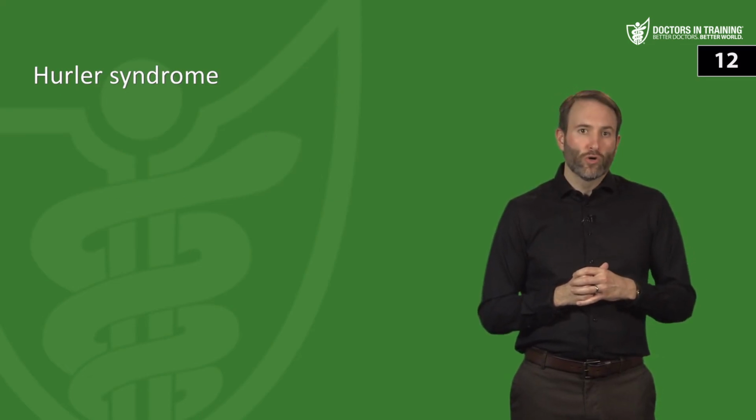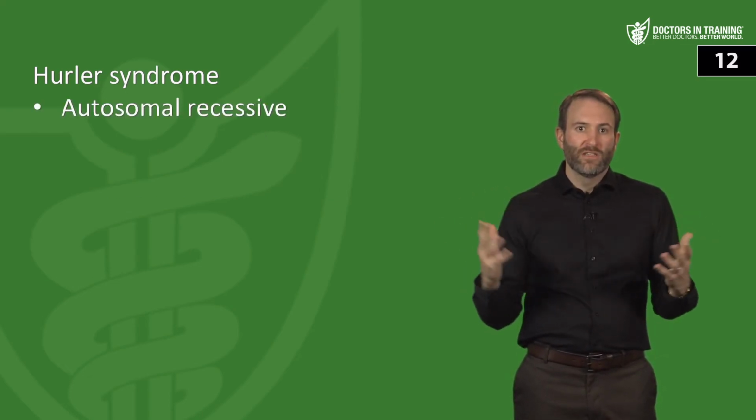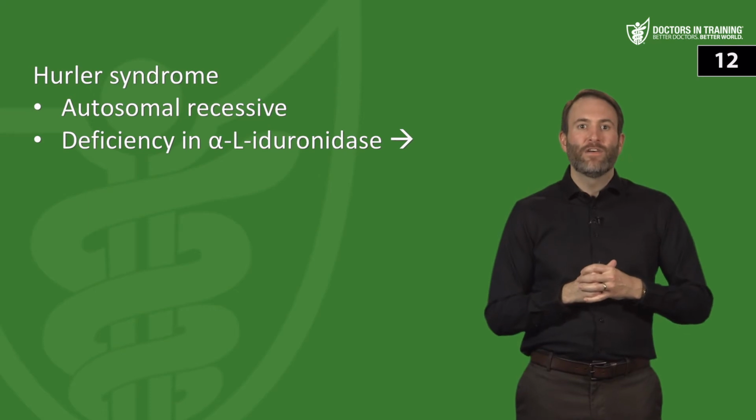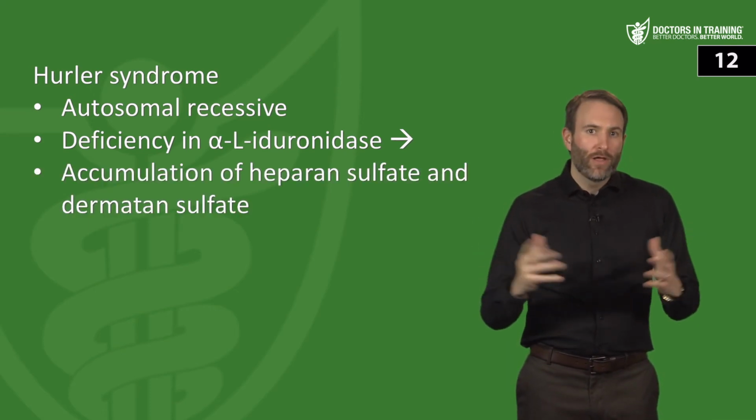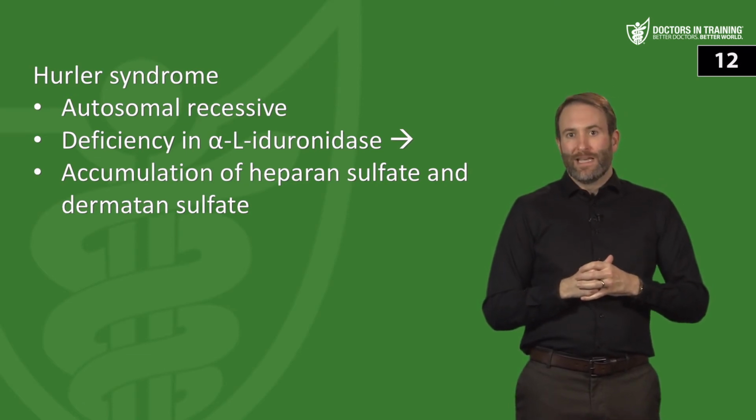Moving on to Hurler syndrome. So this is, again, autosomal recessive. Now, the deficient enzyme here is alpha-L-iduronidase, and the buildup is in heparan sulfate and dermatan sulfate.